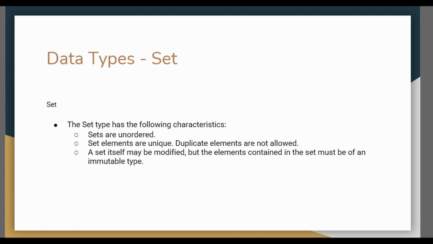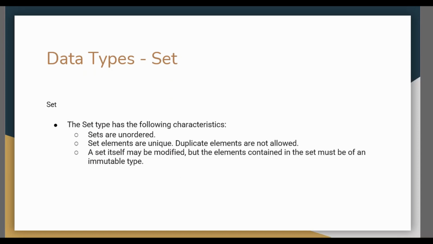All right, the next one is the last one in this video, which is a set. Now a set is also a little bit different. Set types have the following characteristics: they're unordered and unique, and you cannot have a duplicate within a set. As an example, 1, 2, 3 is fine, but you cannot have 1, 1, which is a duplicate. It won't let you. Sets can also be modified, but the elements contained are immutable types, meaning you can't change the data type of a string into an integer, etc.